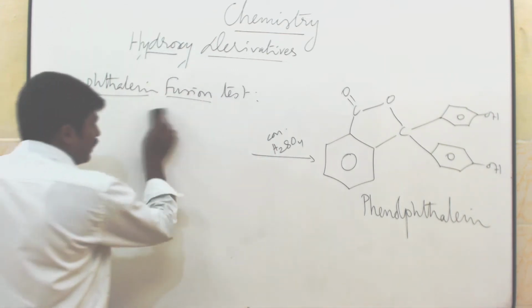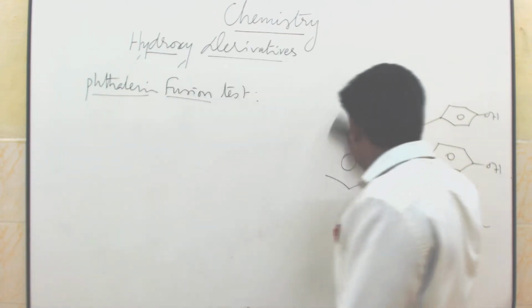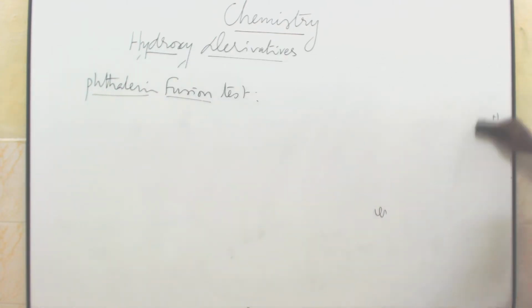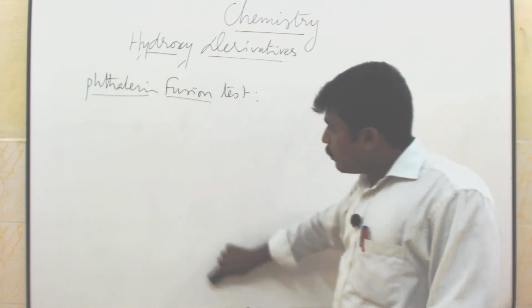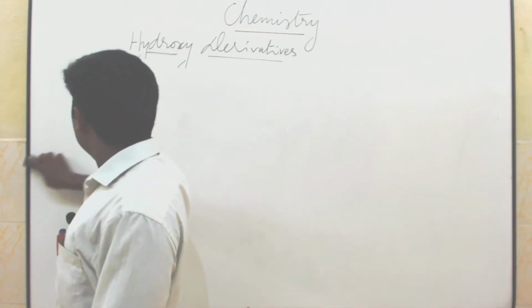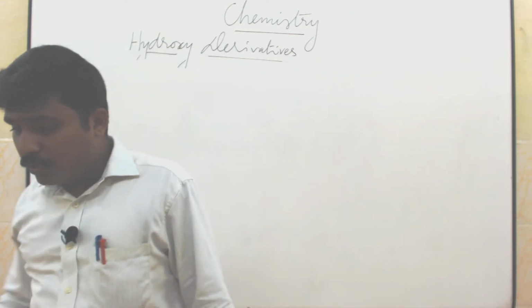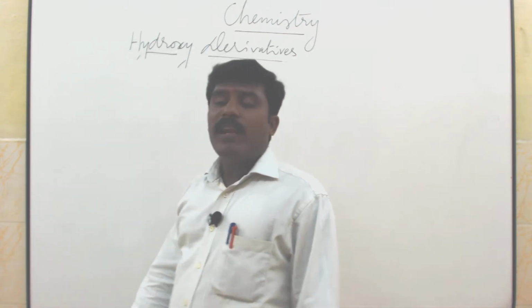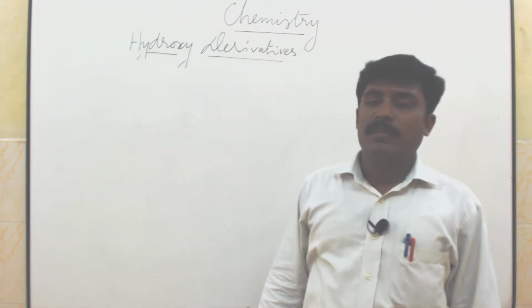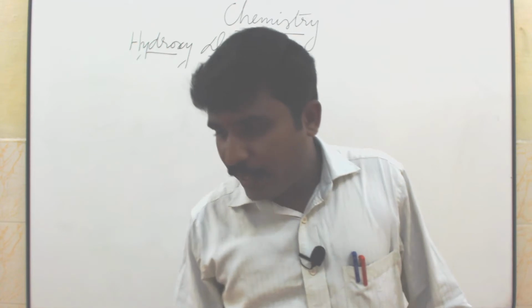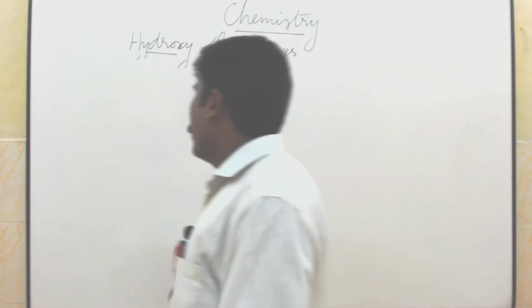Phenol undergoes an oxidation reaction in the presence of chromyl chloride. You will get quinone as the product. What is the formula for chromyl chloride? Chromyl chloride, CrO2Cl2. Okay, so phenol undergoes an oxidation reaction in the presence of chromyl chloride. The product is what? Quinone.